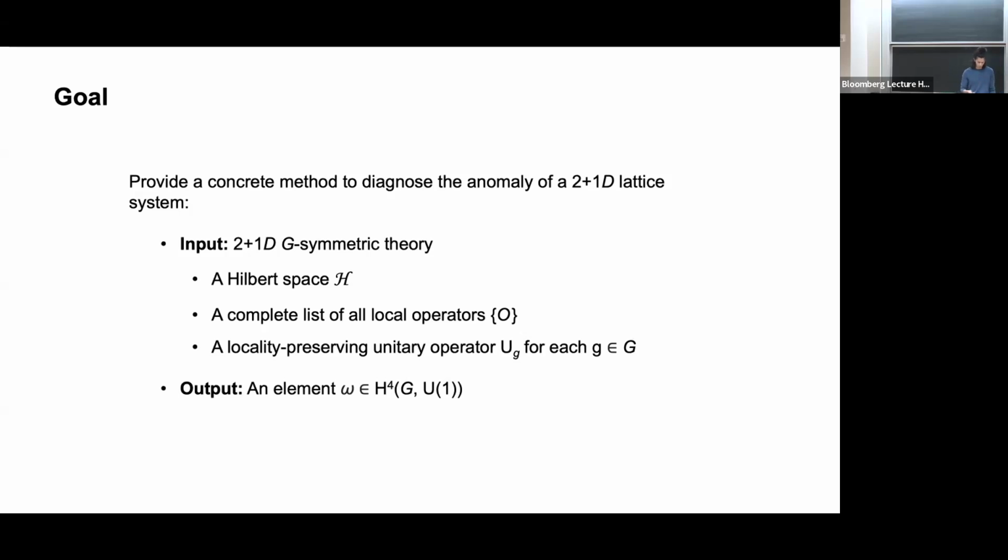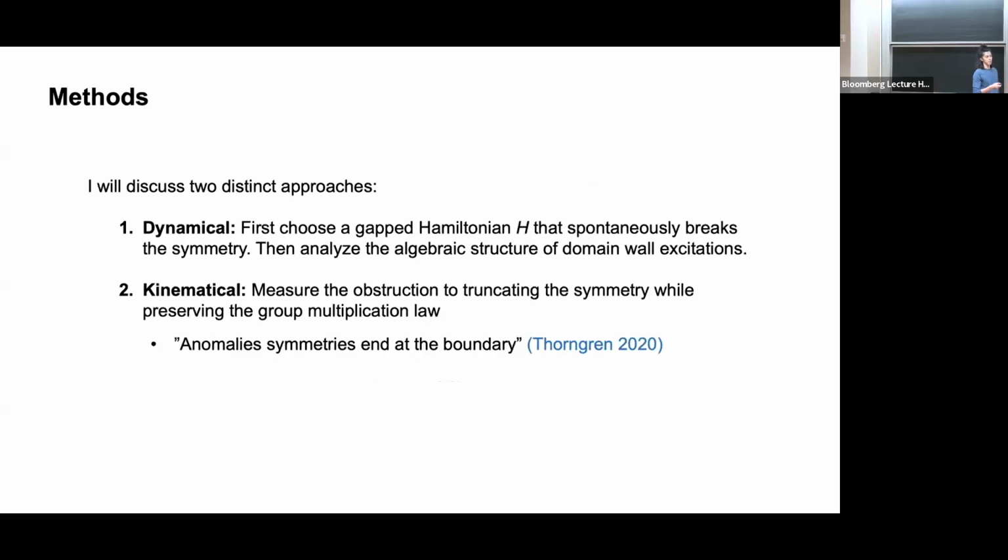By locality-preserving, I just mean that the unitary U_g maps local operators to local operators, and moreover, if some local operator is supported in the vicinity of a particular point, then the image of that operator likewise has to be supported in the vicinity of that same point. We're talking about internal, not space-time symmetries. So this is the goal, and I'm going to describe two distinct methods of accomplishing this goal.